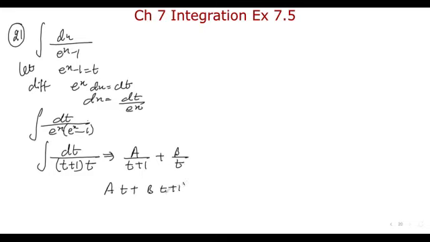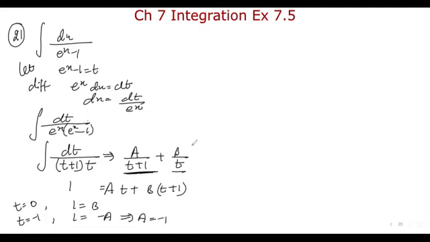Now on taking the LCM, this is b. When there are two values, put them in brackets; here it is 1 anyway. So if you put t as 0, 1 is equals to a into 0 plus b. So the value of b is 1. If you put t plus 1 as 0, you will get t as minus 1. So 1 equals minus a. The value of a is minus 1.